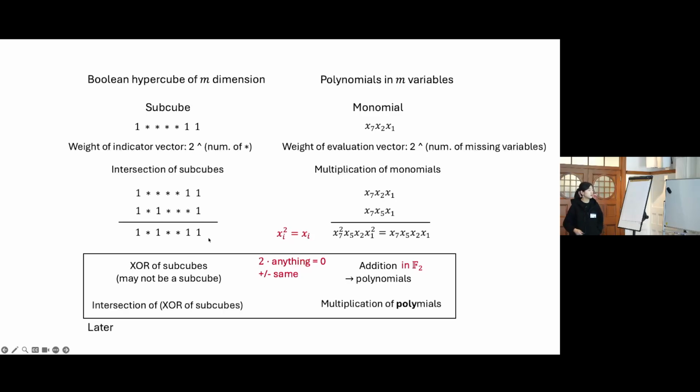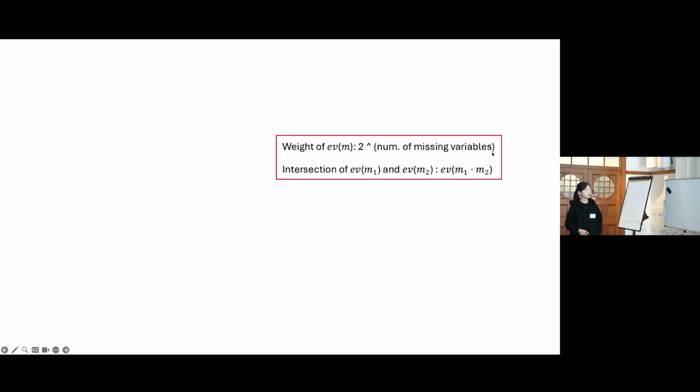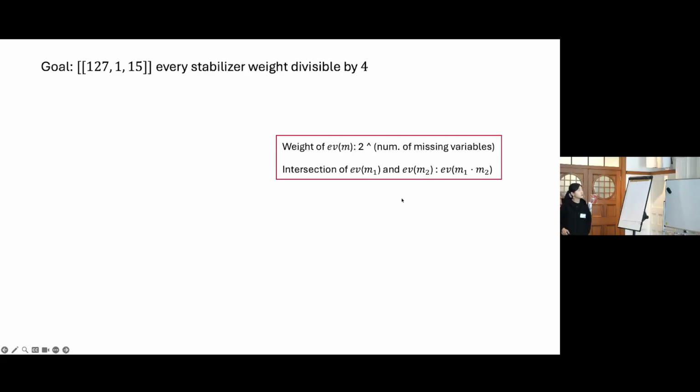So later, not for this talk, but if you are considering the intersection of XOR of subcubes, which is really exotic, then it's very simple in this polynomial formalism. You just multiply those polynomials. Okay, so we will only use these rules for the transversal S or T gates. So let me reformulate a bit. And now we can get to these transversal gates.